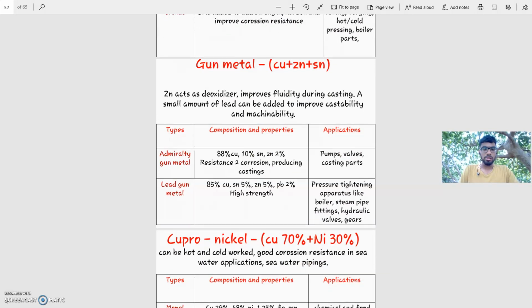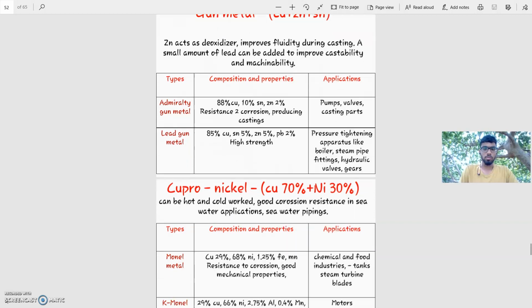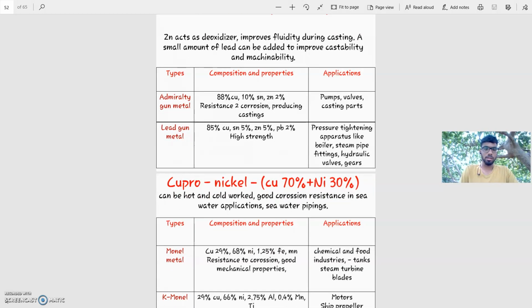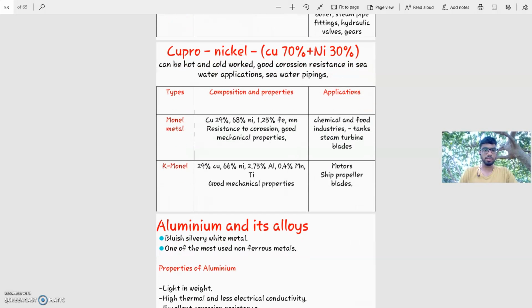Gunmetals: zinc acts as a deoxidizer and improves fluidity during casting. A small amount of lead can be added to improve castability and machinability. Admiralty gunmetal: 88% copper, 10% tin, 2% zinc. Resistant to corrosion, producing good castings. Applications: pumps, valves, and casting parts. Lead gunmetal: 85% copper, tin 5%, zinc 5%, lead 2%, high strength. Used in pressure tight apparatus like boilers, steam pipe fittings, hydraulic valves, gears, etc.